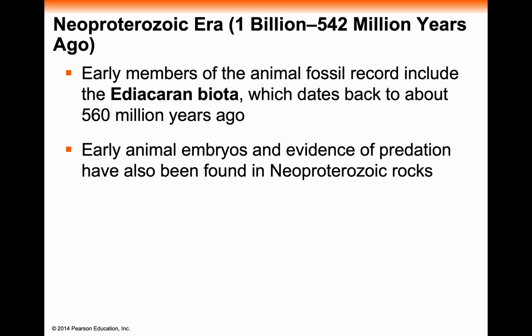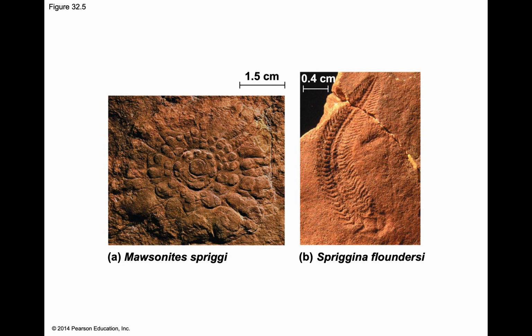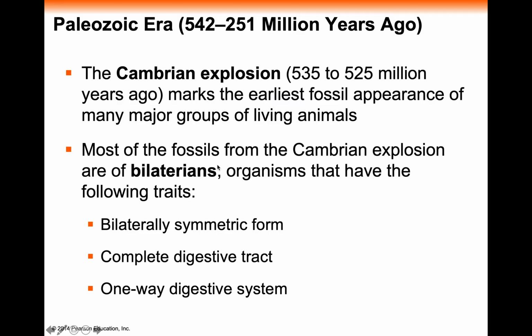Early animal embryos and evidence of predation have also been found in the Neoproterozoic rocks. So basically, that's just a time in this date line where you can see these animals. So here's pictures of some of these animals, and you can see some animal characteristics. Here we can even see something that's advanced. See how we see this repeating pattern here and here? That's a novel animal characteristic. Not all animals have that. If you think about a sponge, they don't have it.